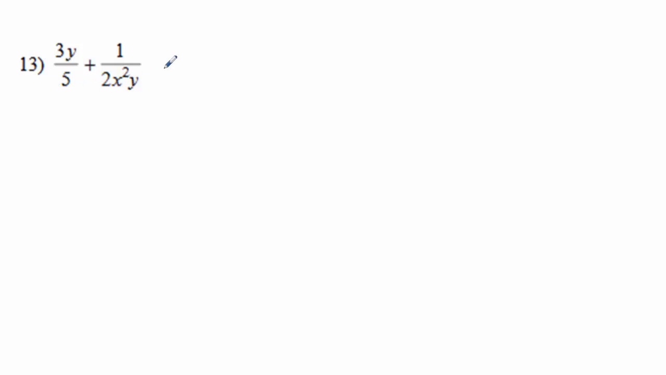Now, this common denominator is going to have a 5 and a 2, which makes it 10, and then we also, of course, have to have x squared and y. So this first fraction has 5, to get 10, we have to multiply by 2x squared y. And then here, we need to multiply by 5.